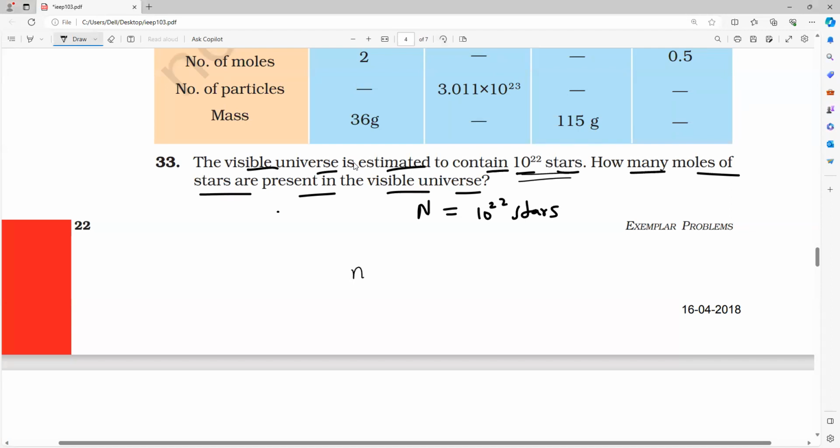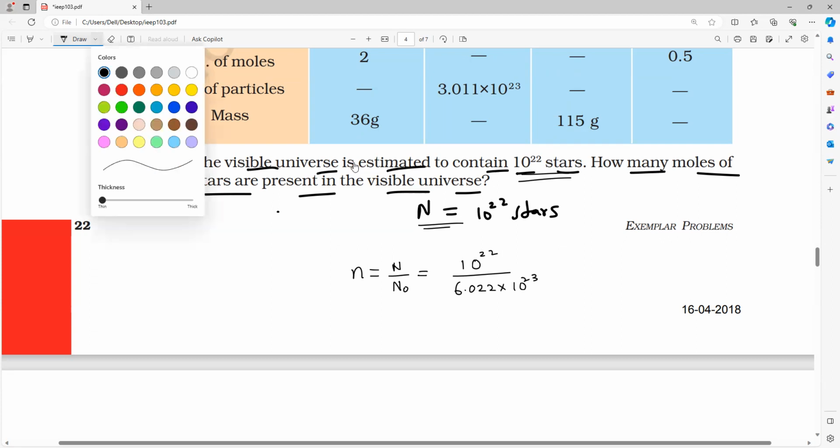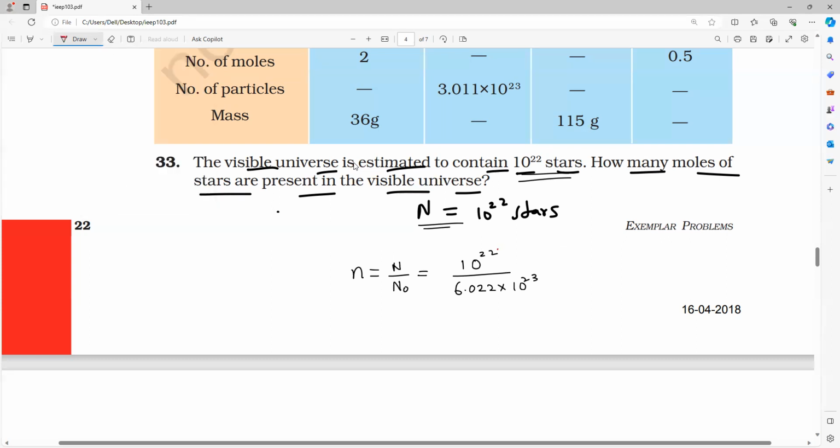So what is the number of moles formula? The given number of particles divided by Avogadro number. The given number of particles is 10 power 22. What is the Avogadro number? 6.022 into 10 power 23. Clear everyone? Now 10 power 22 and 10 power 23 cancel, and 1 will be there.